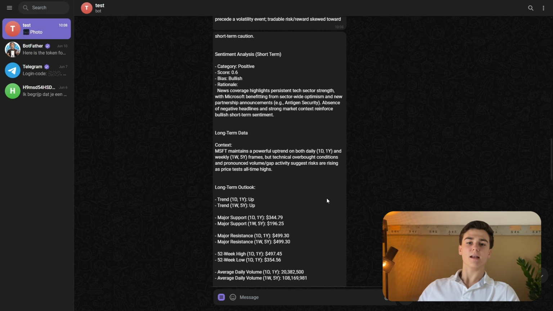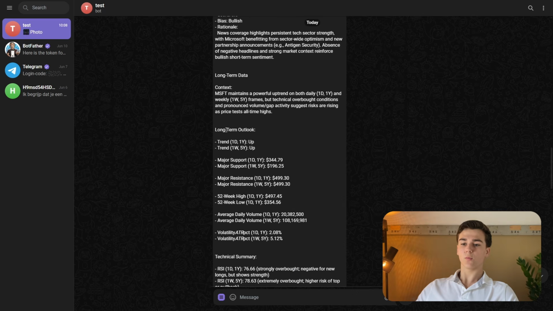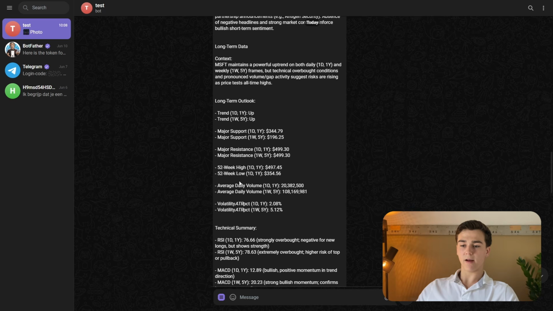After the sentiment analysis, the short-term analysis is done, and now we will move on to the long-term analysis. For the long-term analysis, we will first start with a quick summary, and afterwards we will go on to the trend, the major support, the major resistance, the 52-week high and the 52-week low. This is different from the short-term analysis because we didn't have it in there.